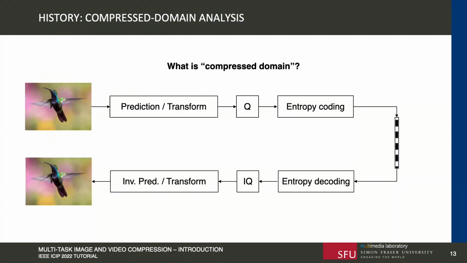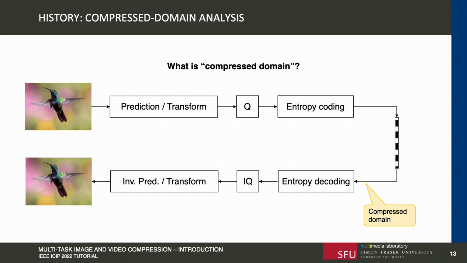The other stream of research related to multitask compression is the so-called compressed domain analysis. But what is compressed domain? If we look at a typical compression pipeline, we'll see that the input image or video is first subject to various forms of prediction or transforms, followed by quantization, followed by entropy coding. The output of the entropy encoder is the compressed bit stream. That's the compressed file, and in a strict sense, that is what compressed domain is.